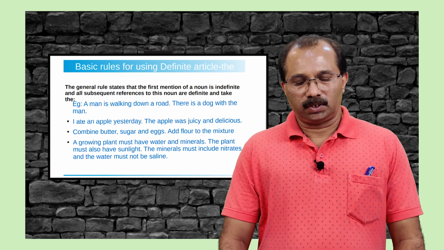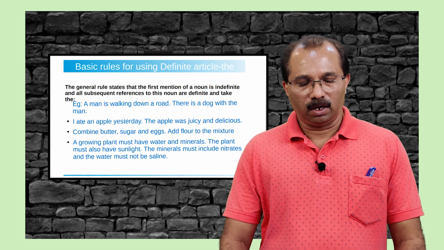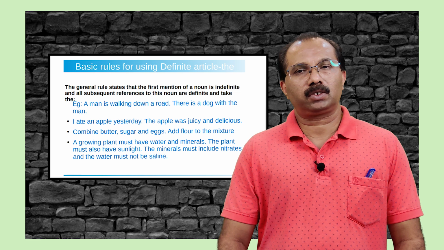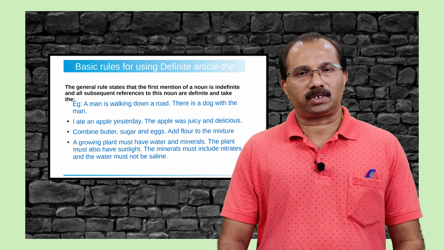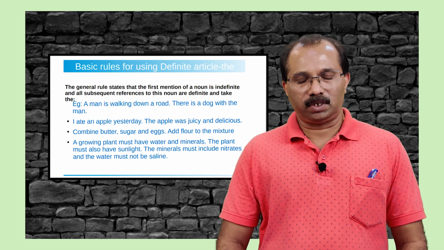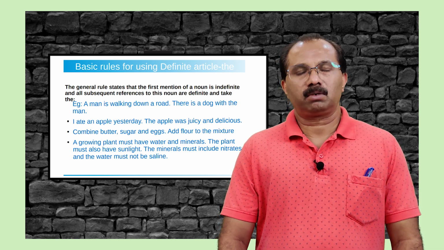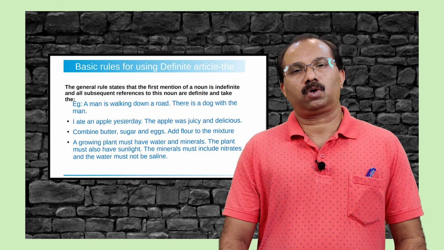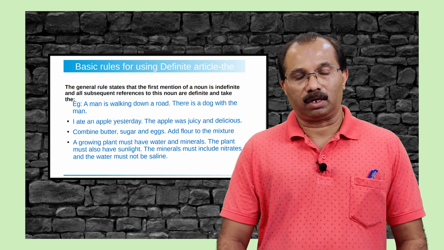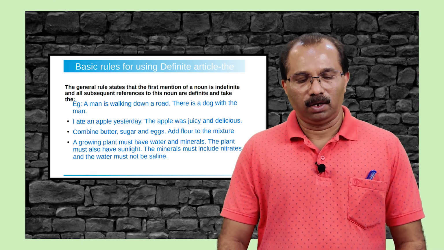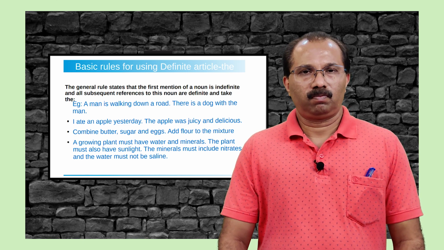Then, the minerals must include nitrates. Which minerals? Already I said in the first sentence, isn't it? The minerals that I mentioned in the first example must include nitrates, and the water must not be saline. The water means the water I made a reference to in the first sentence. Okay, so this is the basic rule.